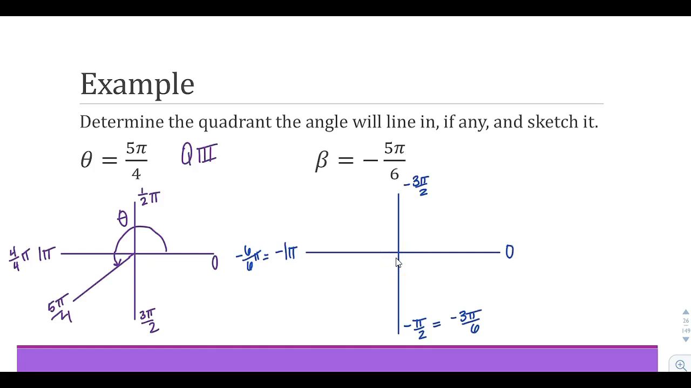So I'm going to break up quadrant 3 into 3 equal parts, because here I have negative 4 pi over 6, and then here I have negative 5 pi over 6. So I'm traveling in that counterclockwise direction to find theta, and I'm again, for angle beta, in quadrant 3.